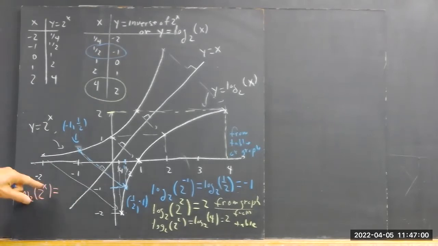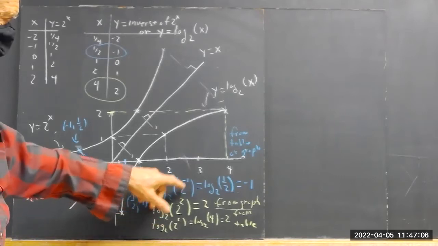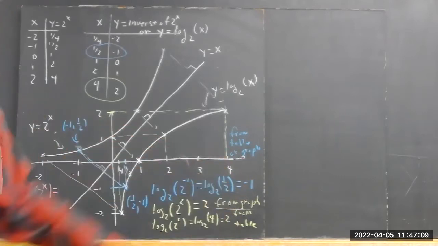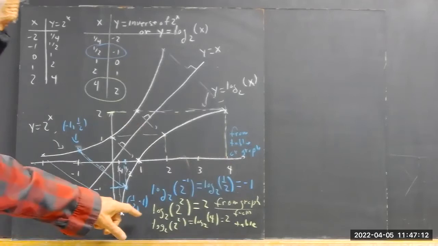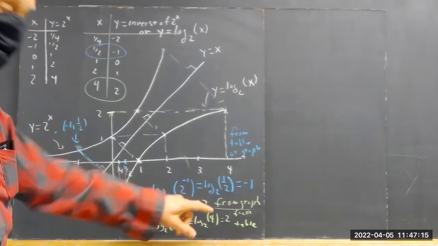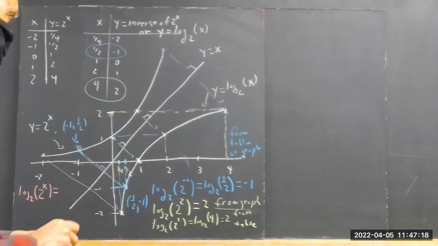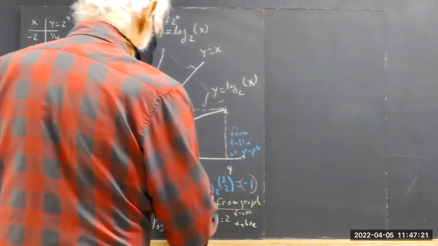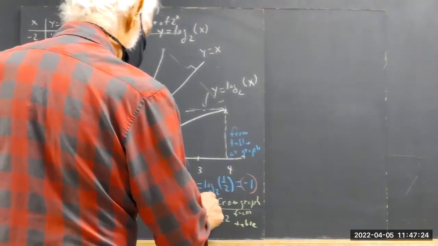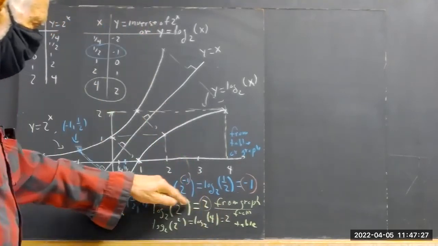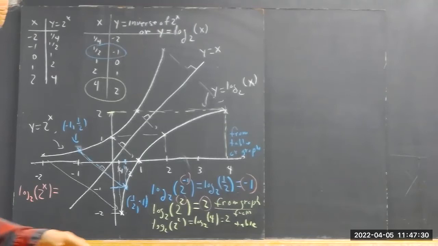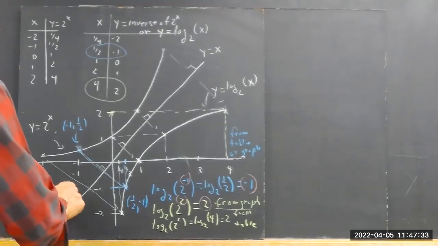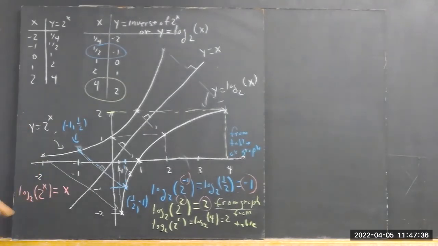What's log base 2 of 2 to the x? Well, we saw that log base 2 of 2 to the -1 is -1, right? And log base 2 of 2 squared was 2. So it looks like this number over here tends to match the exponent, right? Well, log base 2 of 2 to the x then equals x. Has to, because these are inverse functions.